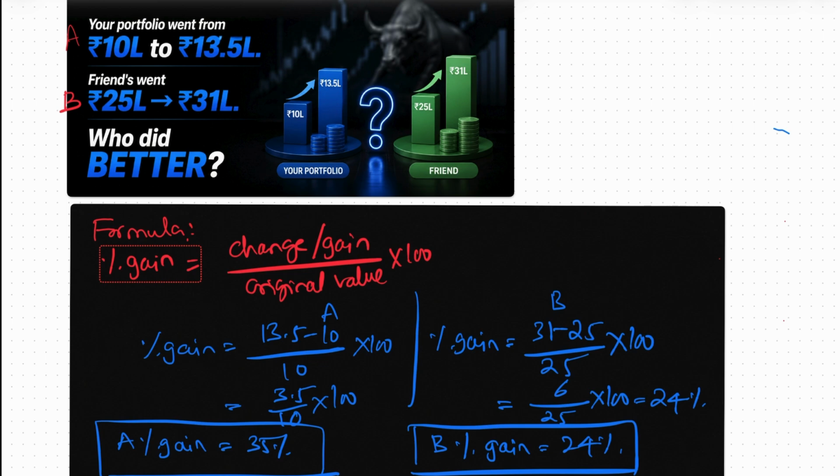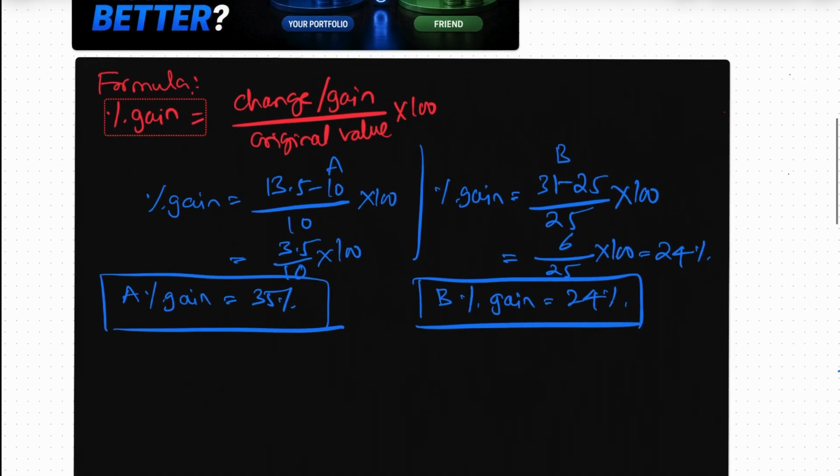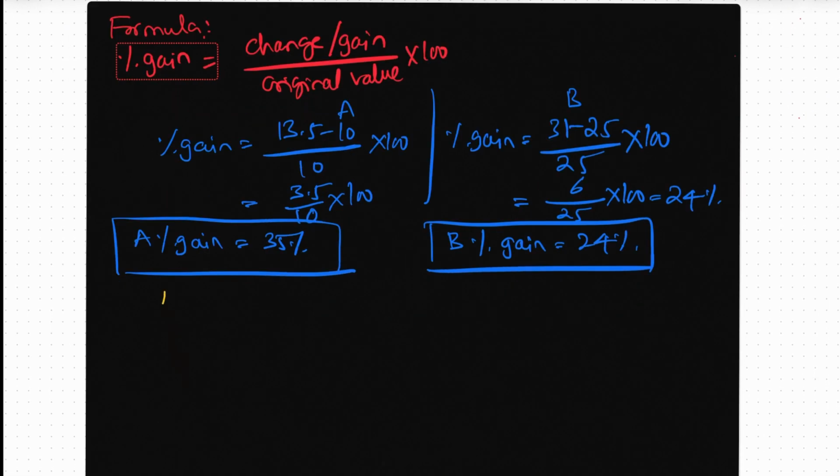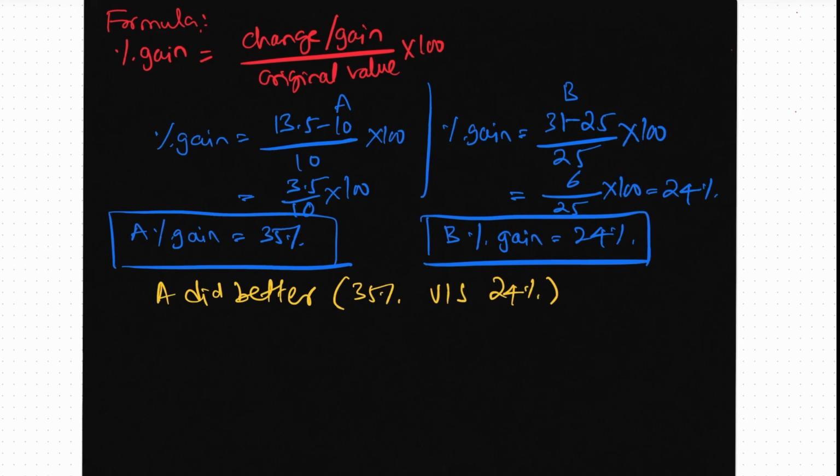So who did better? So the answer is A, which is you. You did better. Right? A did better because you have earned 35% versus 24% of your friend's earnings. Right? So you win despite your smaller earning of 3.5 lakhs compared to your friend earning of 6 lakhs.